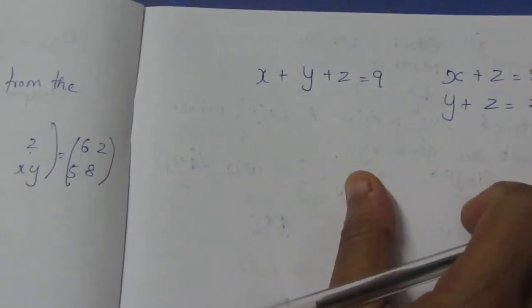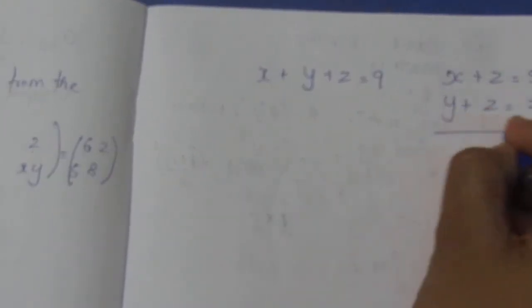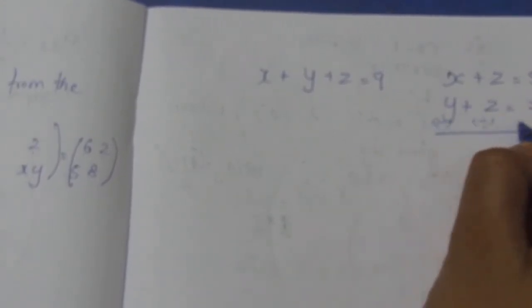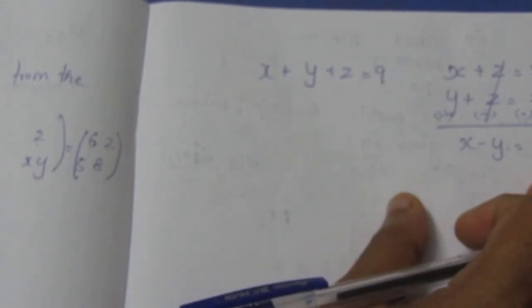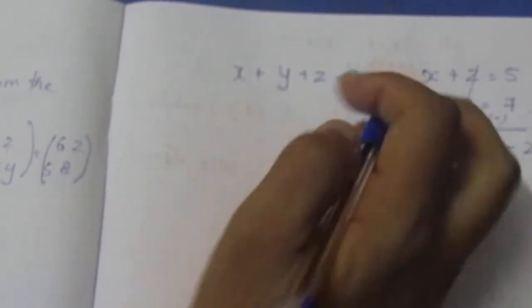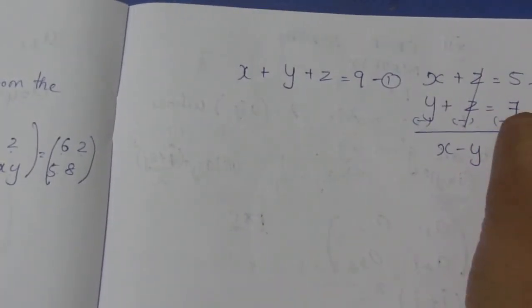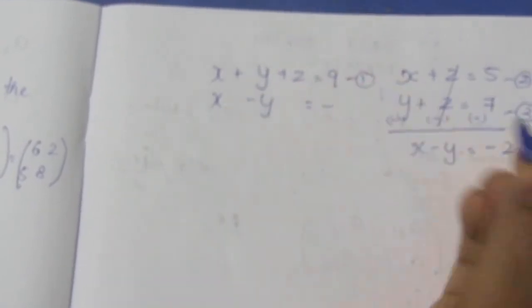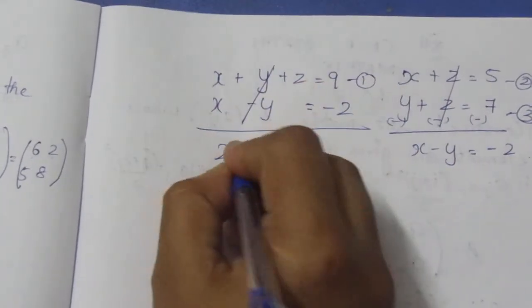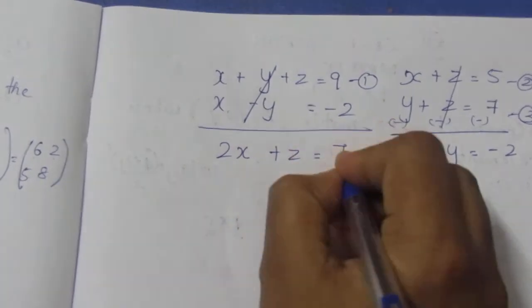We are doing elimination. We can subtract these both. Here this 2 gets cancelled. Here it becomes x minus y is equal to minus 2. Now we know that x minus y is equal to minus 2. Let me solve it with the first equation. I am taking this to be the first one, second one. So you can solve with any type of equation. Any two equations, if you solve, we can get the third one. Here x minus y is equal to minus 2. I am just adding it. Here it becomes 2x plus z is equal to 7.